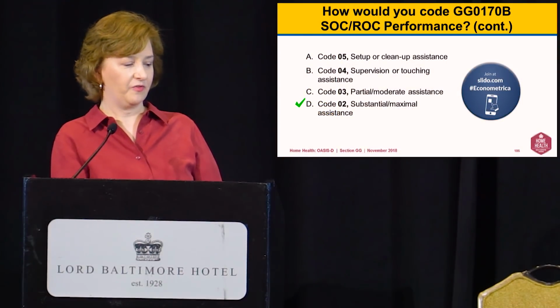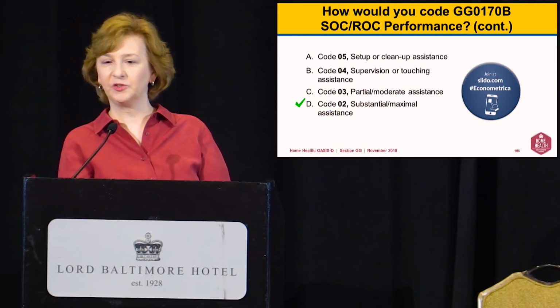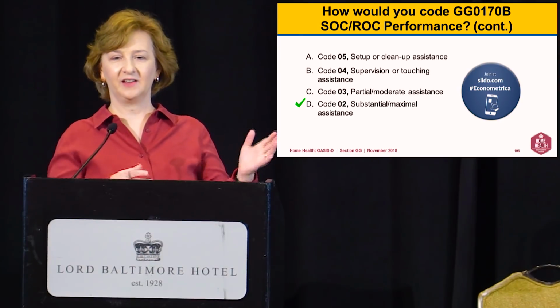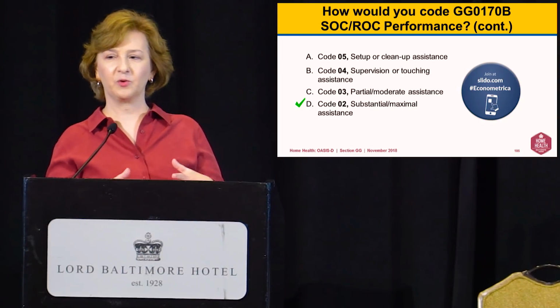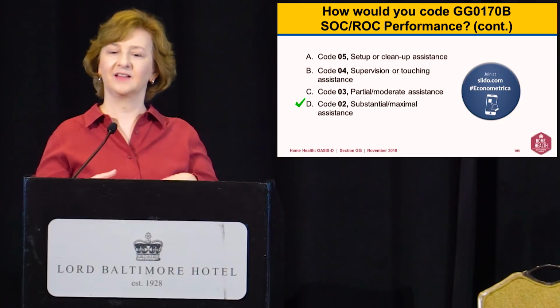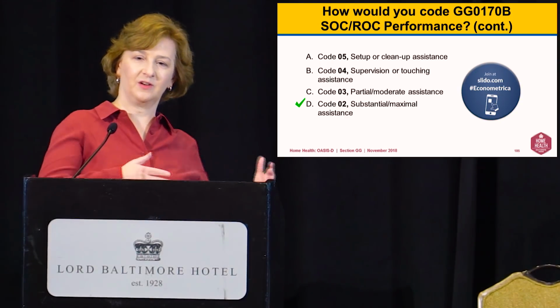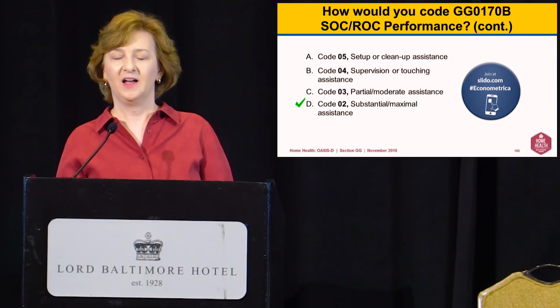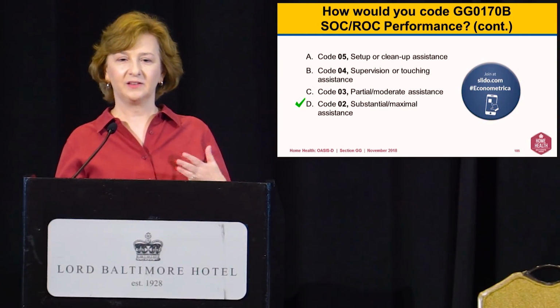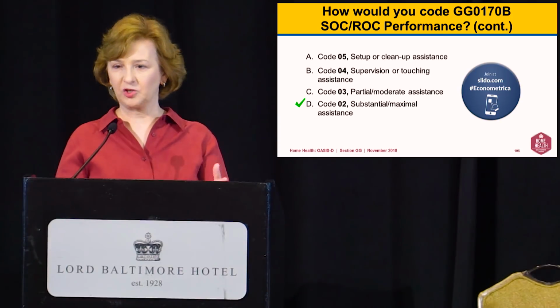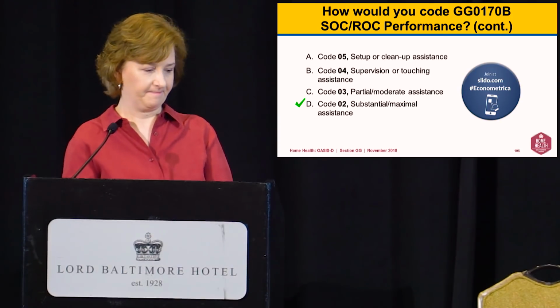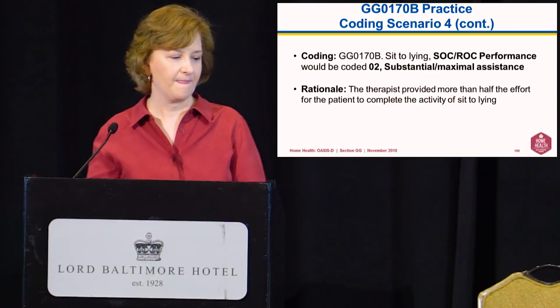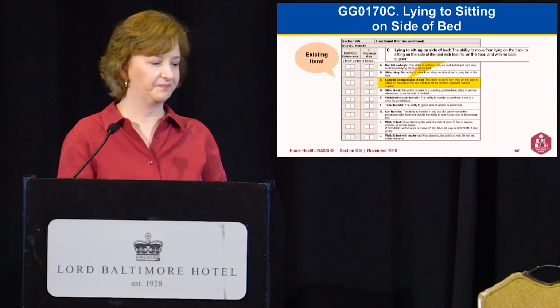Okay, looks like most of you got that right. The correct code is level 2. Again, there was definitely a lot of effort that the helper was doing by lifting both legs and helping the person with trunk support as he was lowering down. Patient definitely was doing a little bit of the effort, and so that's why it's a 2 and not a 1. Okay, and there's the rationale.